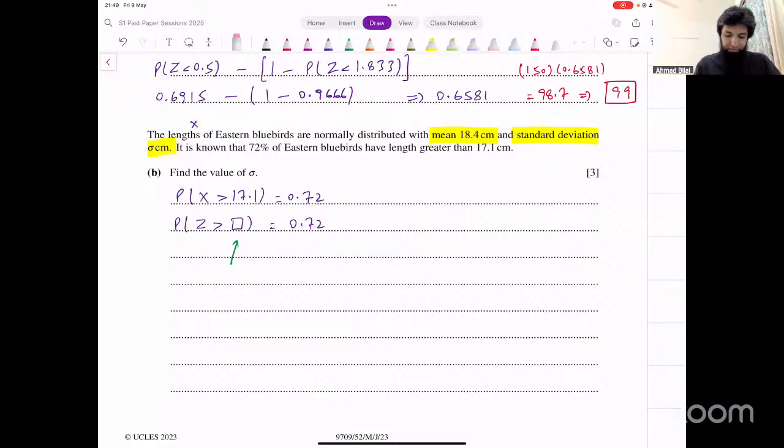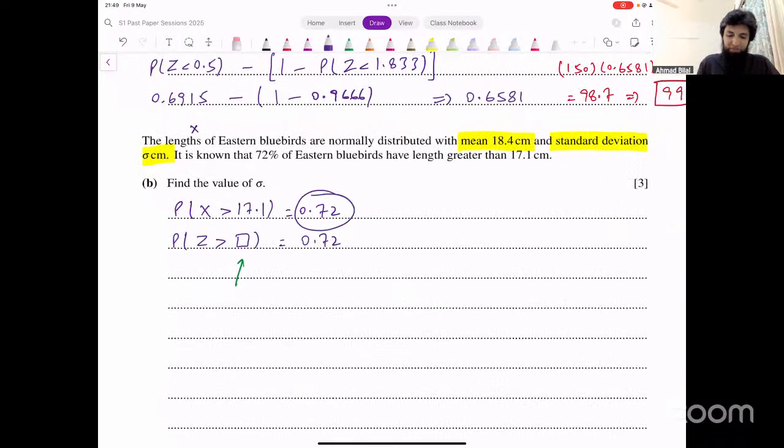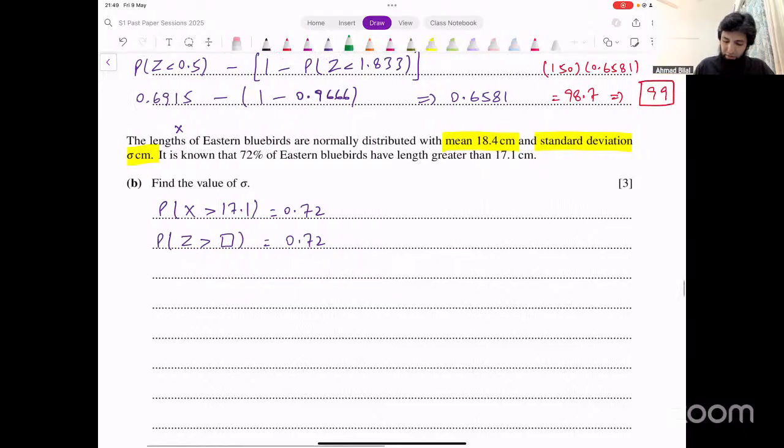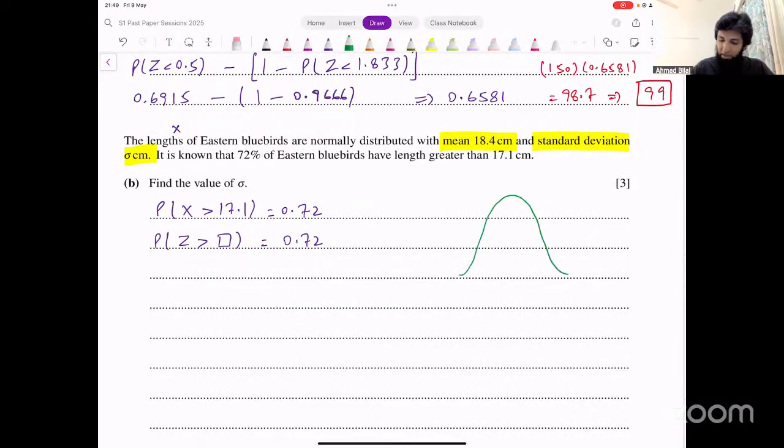Now it says this probability 0.72. We can say probability of z being greater than something that is equal to 0.72. Now we have to figure out whether this z value is positive or negative. How do you do that? You can think of the normal distribution curve. Once you've done enough practice of this, you can do this without the curve as well, just thinking about this in your head.